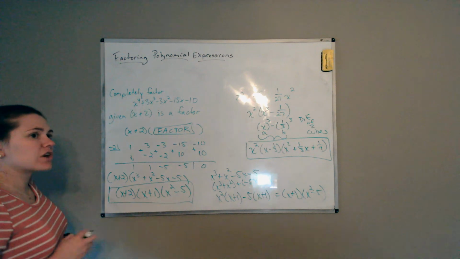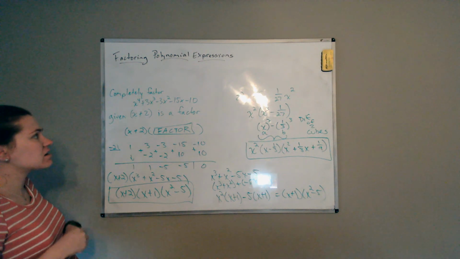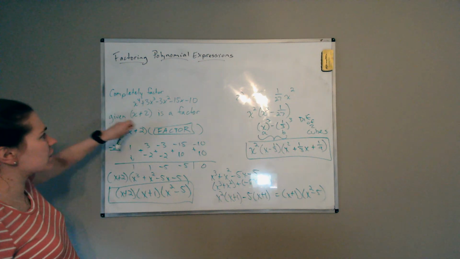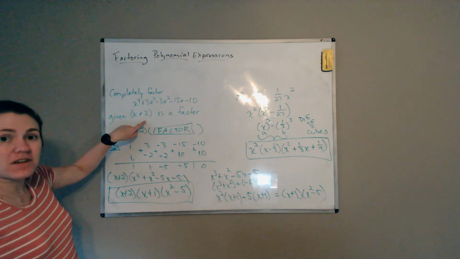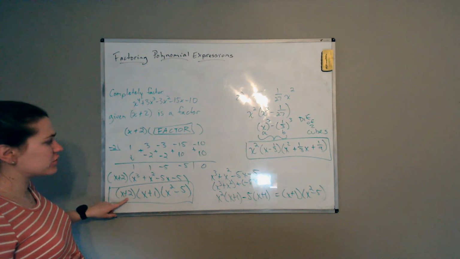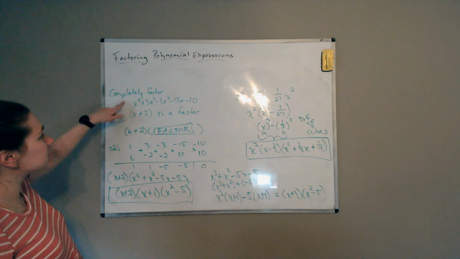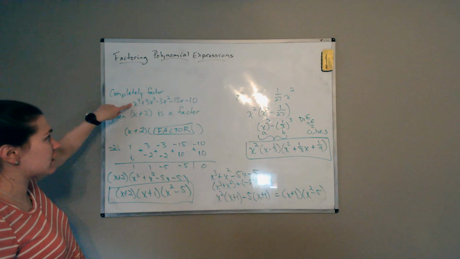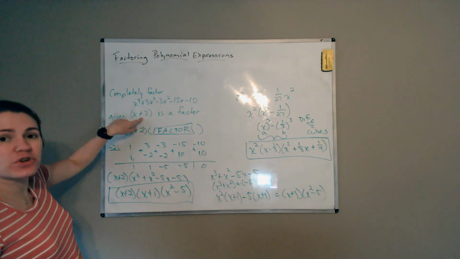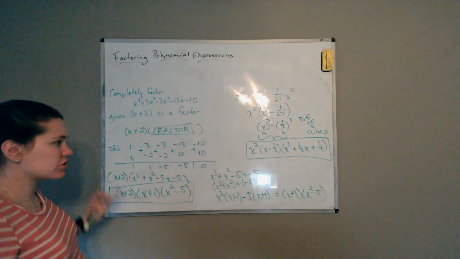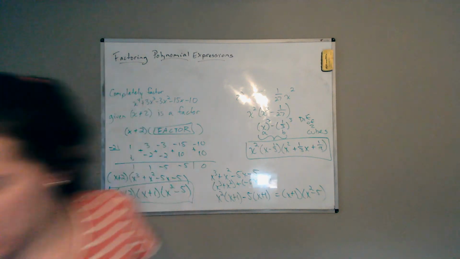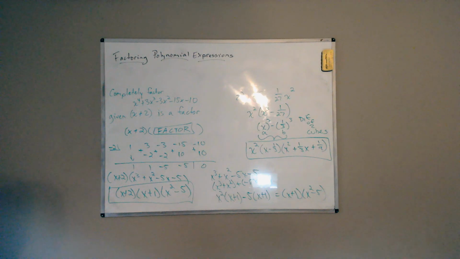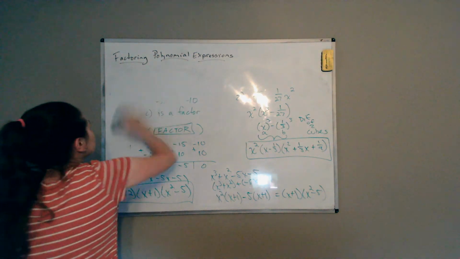Be careful what your question is asking you. This one didn't say name all of the other factors knowing x plus 2 is a factor. Because if it did, you shouldn't name x plus 2 again. But this problem said completely factor this knowing that x plus 2 is one of its factors. Okay, just be very careful with what the question is asking you. All right, and one more problem.